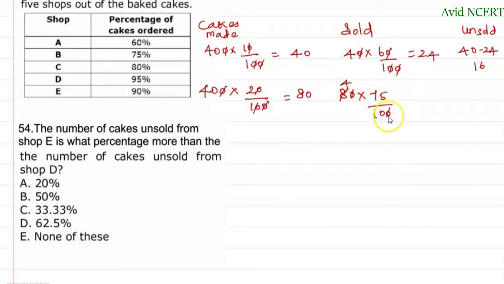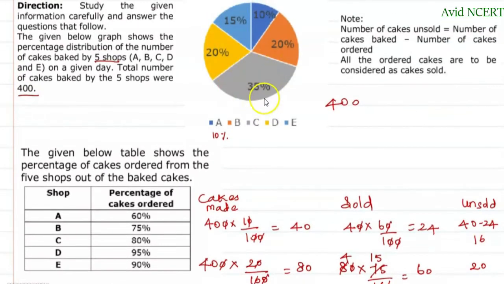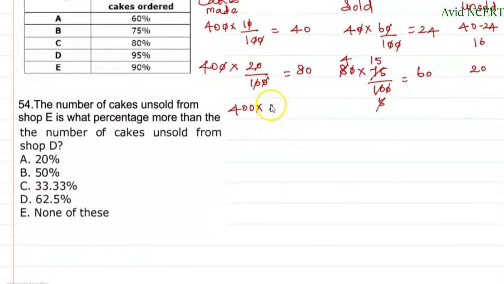So 2 4 times is 8, 2 5 times is 10, and 5 15 times is 75. So which equals 15 times 4 is 60. So the cakes sold here is 60, which means the unsold cakes, 80 minus 60, equals 20. Now for the shop C, out of this 400, let's see the number of cakes they made, which is C, 35%. Out of this 400 cakes, they made 35%. 35 by 100, the zeros get cancelled. So 4 times 35 is 140 cakes.